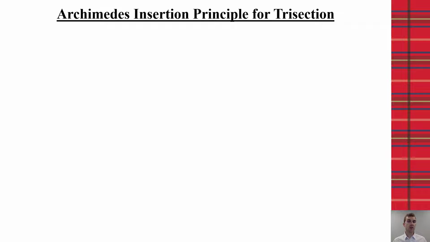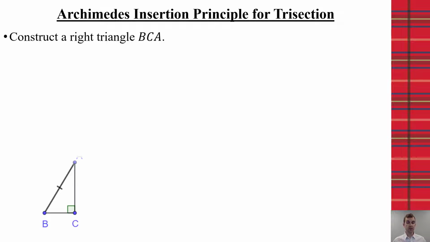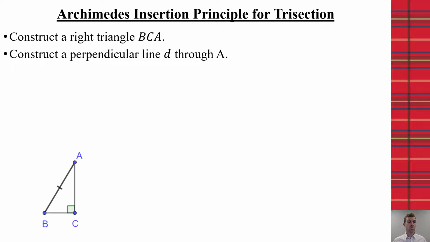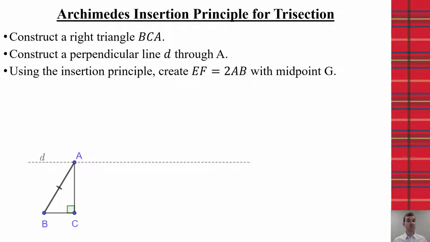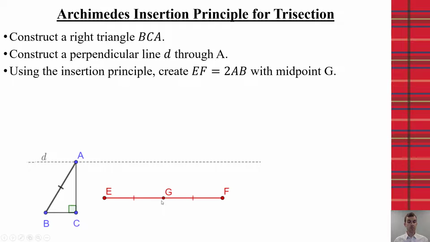Now, let's think about Archimedes' insertion principle for trisection. The way this worked is you would construct a right triangle BCA. Next, what you would do is create a perpendicular line, and we'll call it line D, through point A. What we would then do is use the insertion principle to construct a segment we're going to call EF, and it had to be double the length of that hypotenuse. Also, we're going to put a midpoint of G on there. So EG and GF also equal the measure of AB.